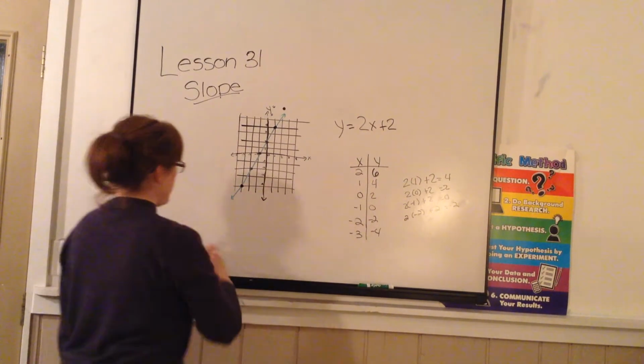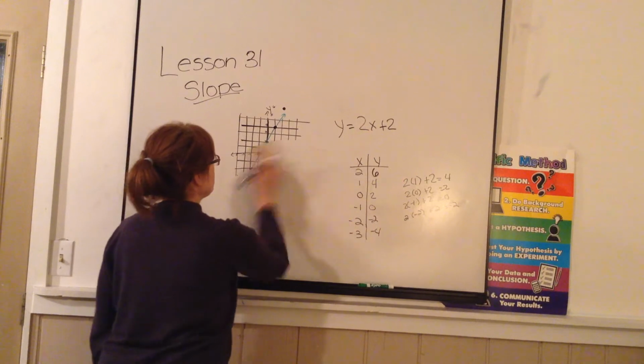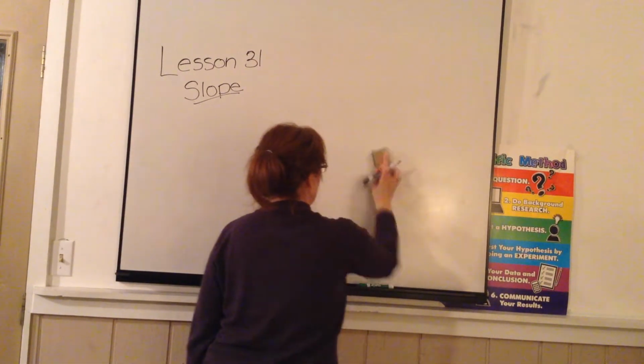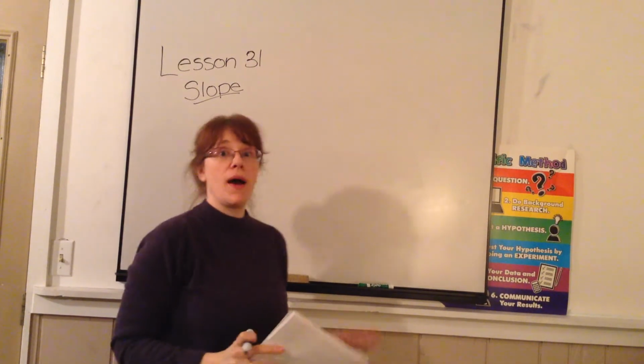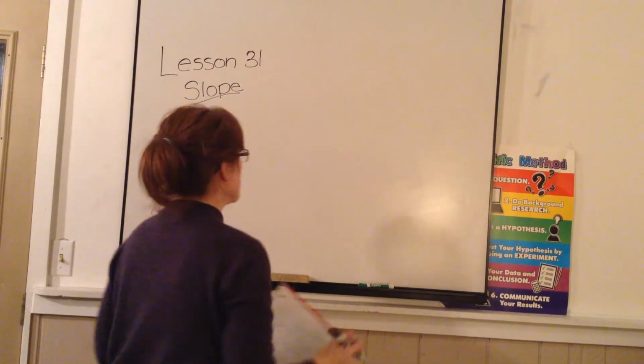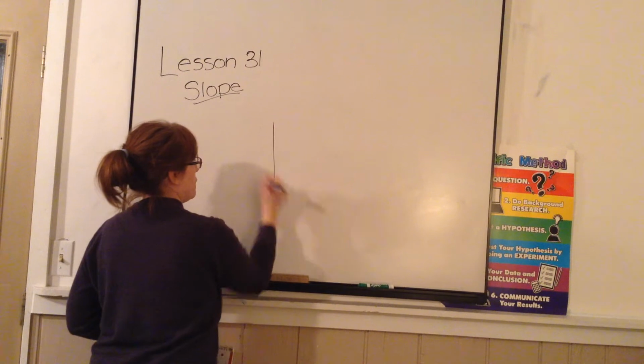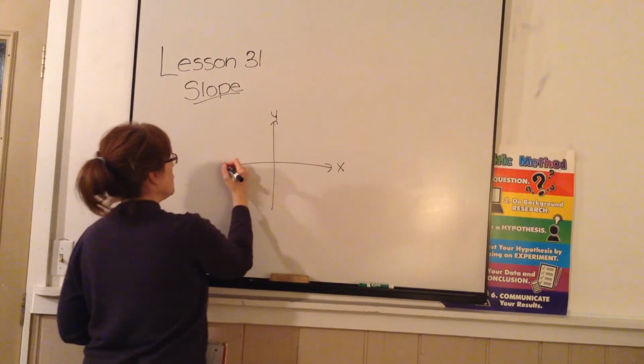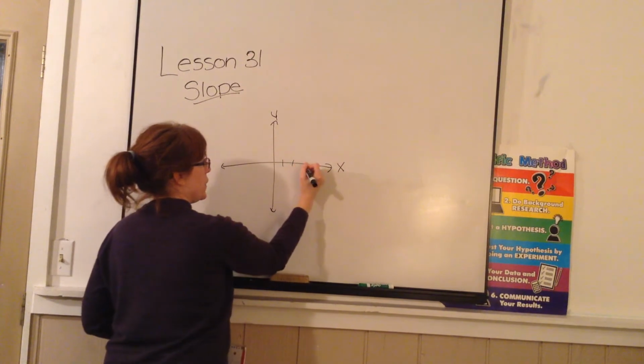Okay, I'm going to go ahead and erase that. That's how we would find a positive slope. And I'm not going to put all the lines on it this time. I'm just going to put little marks like this.